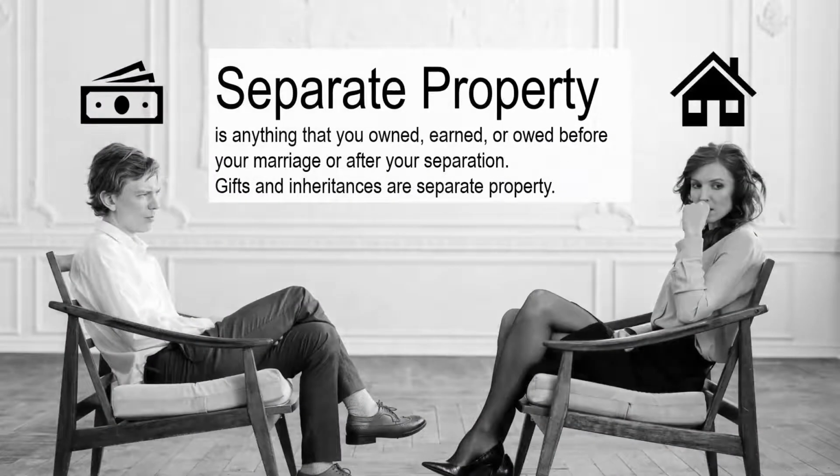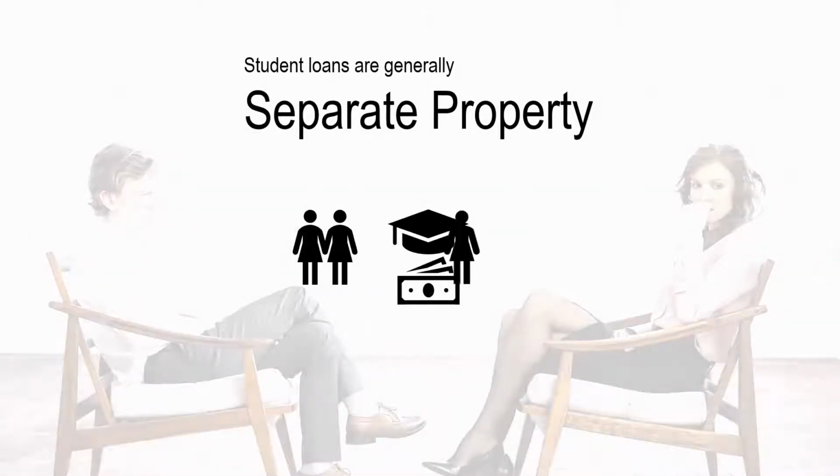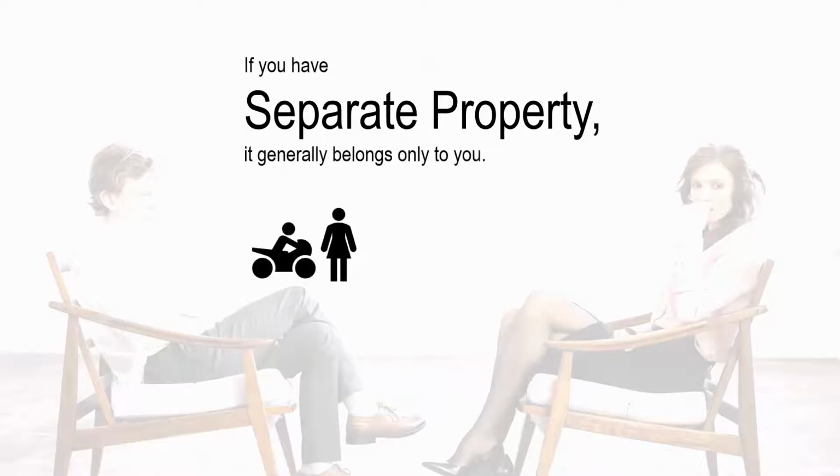Separate property in California generally means anything that you or your spouse owned, earned, or owed before your date of marriage or after your date of separation. Also, gifts and inheritances that either of you received at any time, even during the marriage, are separate property. Generally, student loans taken out during marriage for one party will also be considered separate property. If you have separate property, it generally belongs only to you.